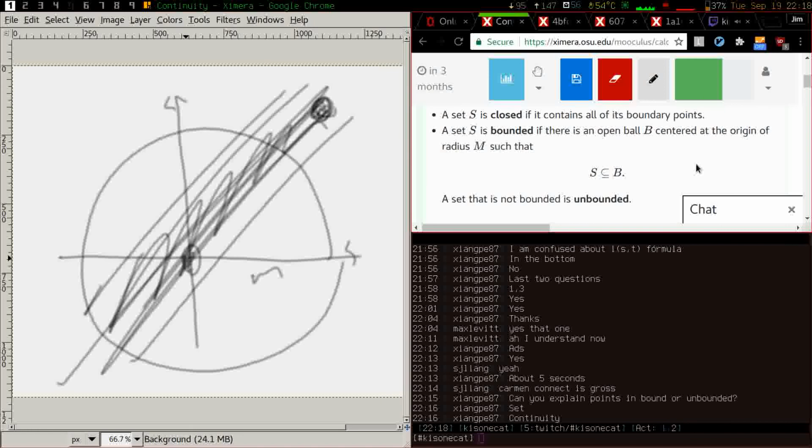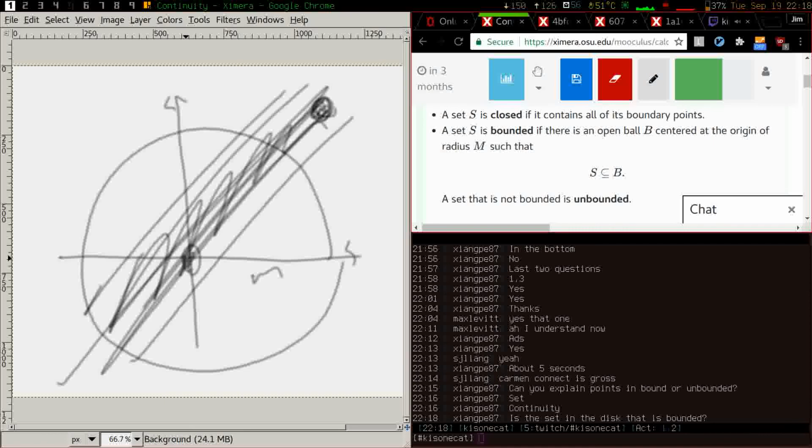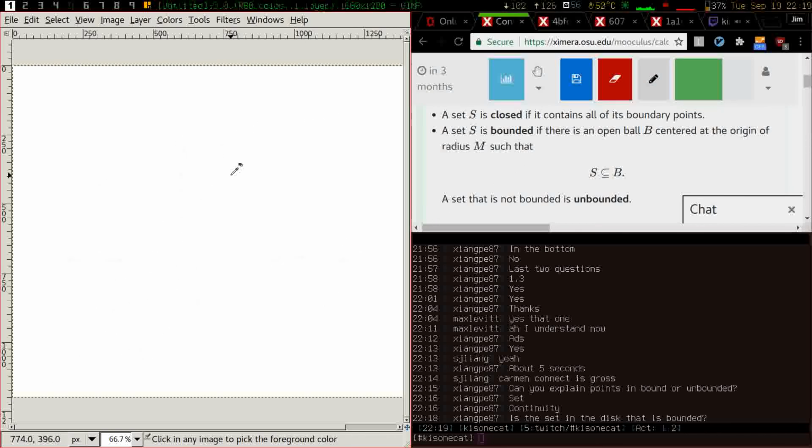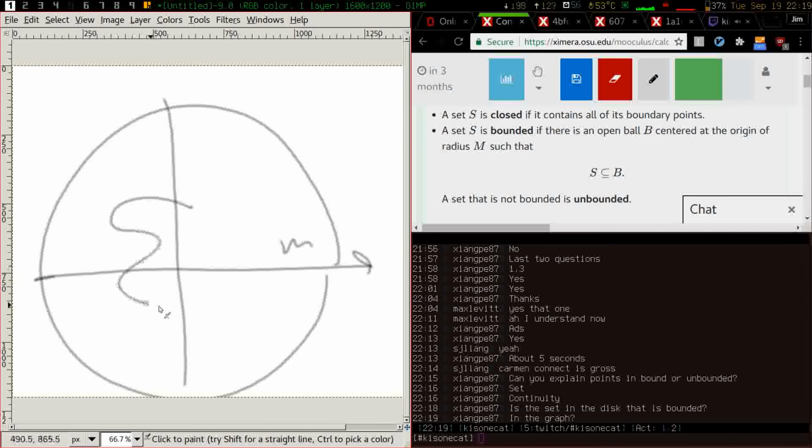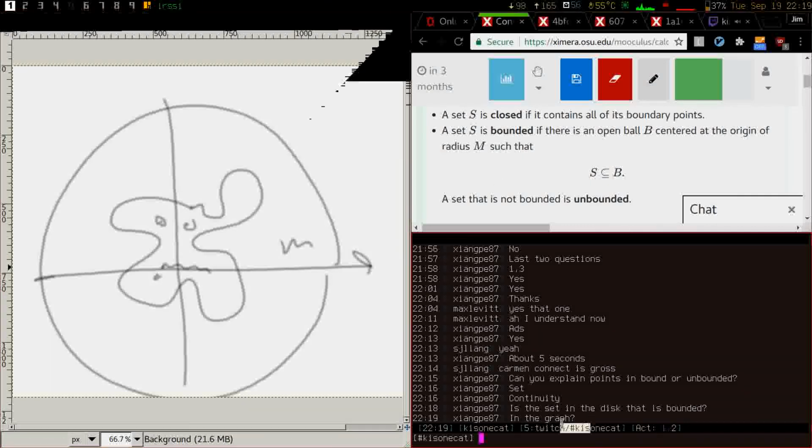Does that help a little bit to think about unbounded and bounded? Yeah, if a set is contained inside any open ball, so if you just pick some open ball, here's an open ball of radius M, and you pick anything inside here, it could be quite evil looking, that set is bounded because it's contained in the open ball of radius M. I would be worried about talking about graphs at this point.